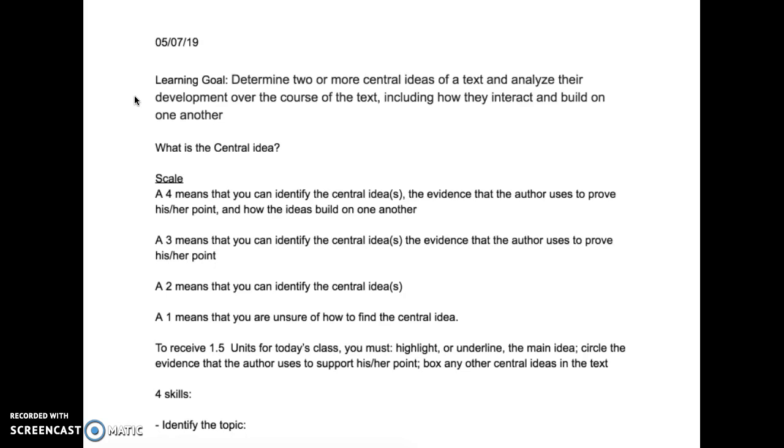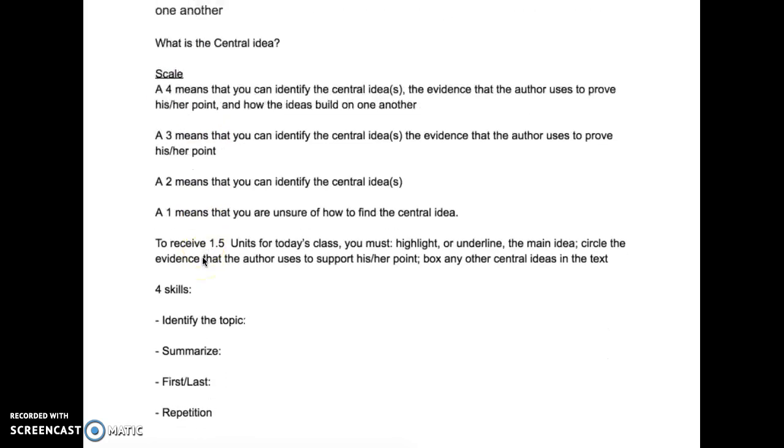In order to receive 1.5 units for today's class, you must highlight or underline the main idea, circle the evidence that the author uses to prove his or her point, and put a box around any other central ideas in the text. We'll be working with 4 skills, the same 4 skills that we work with weekly.